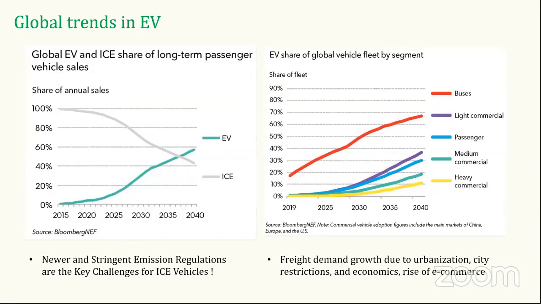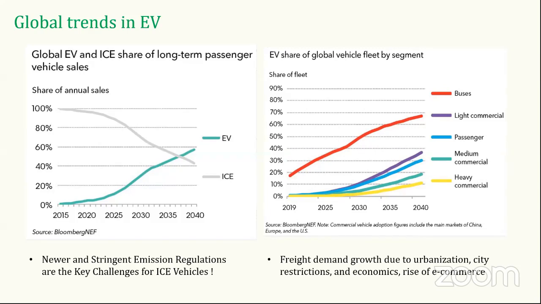So this is the reason why EV vehicles are growing from an environmental and regulation point of view. The chart on the right shows the global share of vehicles by each segment. Very interesting to note, from today's trend even till 2040, the heavy vehicles like buses and light commercial vehicles, especially from an electrical point of view, show a lot of positive trend.